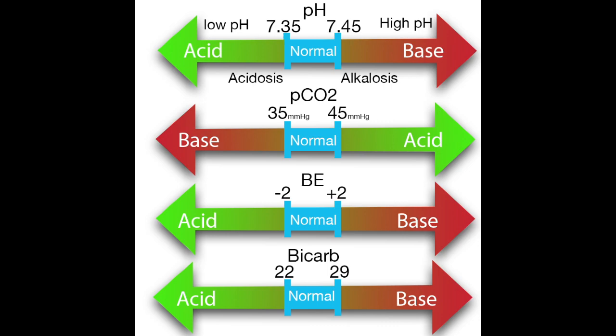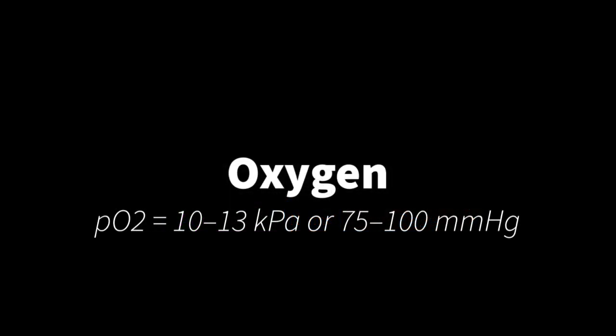Now, I haven't mentioned oxygen yet, as oxygen doesn't really contribute to acid-base status, but we should probably talk about it just to complete things. Now, the PO2 lets us know how well oxygenated or hypoxic a patient is. The normal range is 10 to 13 kilopascals or 75 to 100 millimeters of mercury.